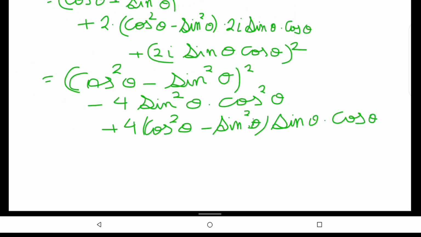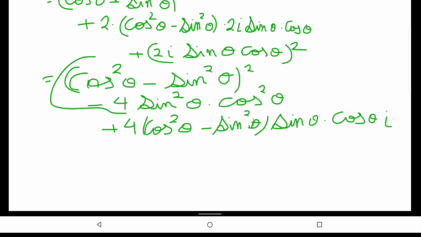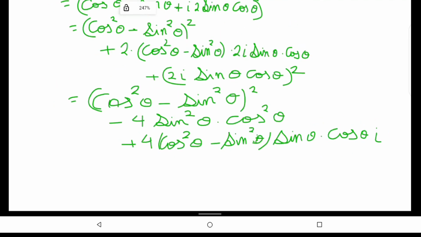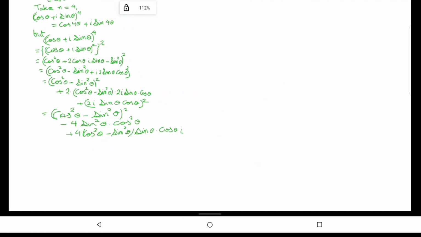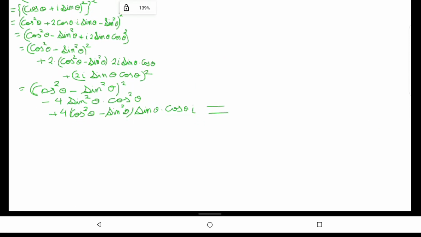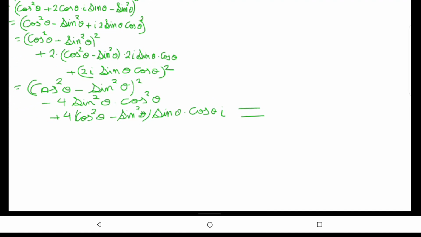Into I. That's our imaginary part, and this big expression is our real part, and this big expression is our imaginary part. On the left hand side, this is equal to cos 4 theta plus I sine 4 theta. So the expression is equal to, let's write on the next line.